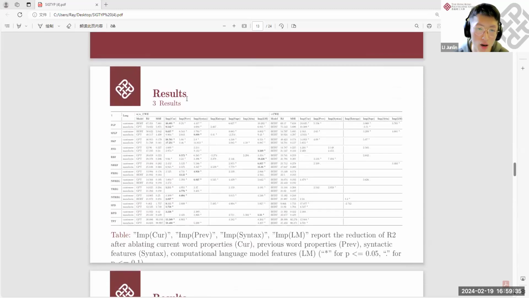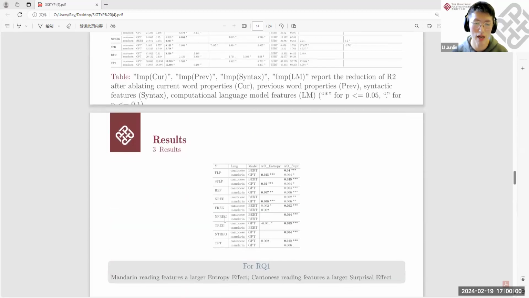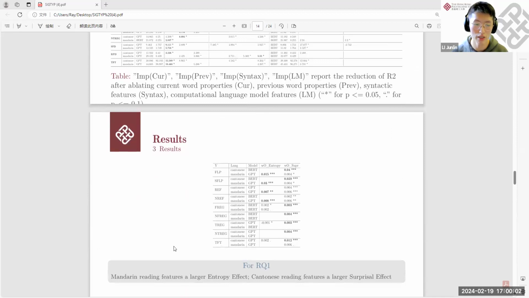So here comes our general result. Here are all the eye movement measures we are using, and here are all the feature groups we are interested in, and here we list which model is better in predicting a given eye movement measure in a given language. So from the general results, we identify three interesting findings.